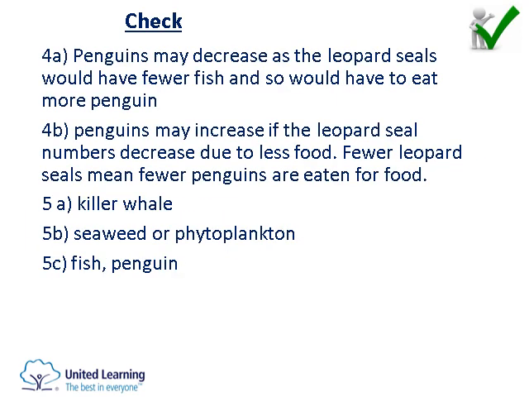Same thing for number 4. So it's given you a specific example and it said what happens if the penguin population decreases. So leopard seals would have fewer fish, so they'd have to eat more penguins. That would cause the penguins to decrease. So you're talking about the relationships of a number of organisms. You're not just focusing on the penguin.